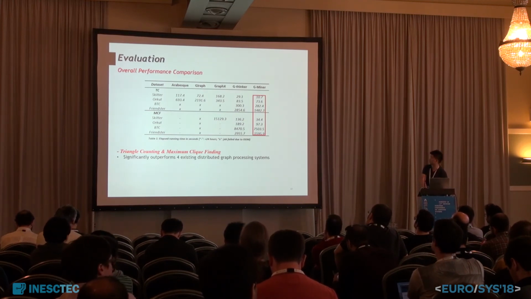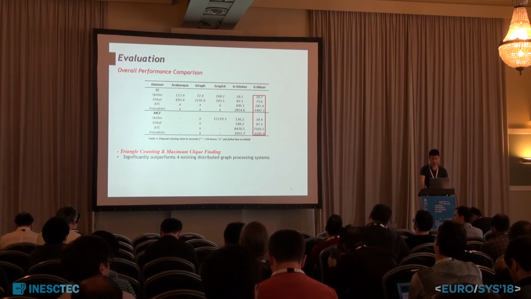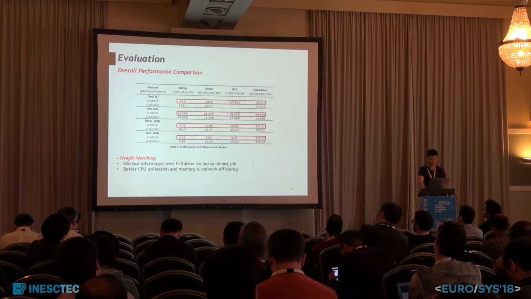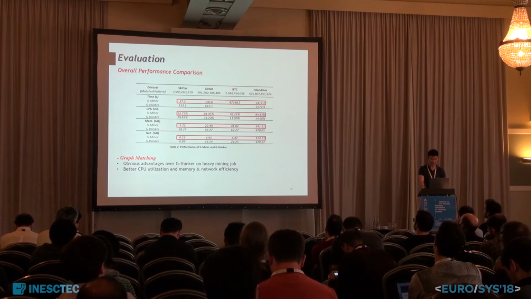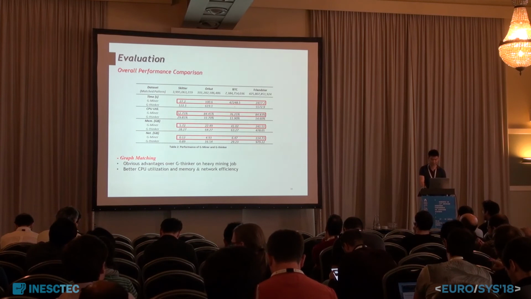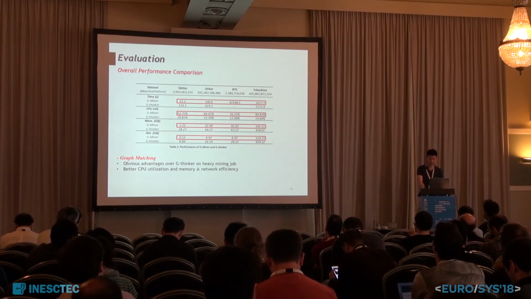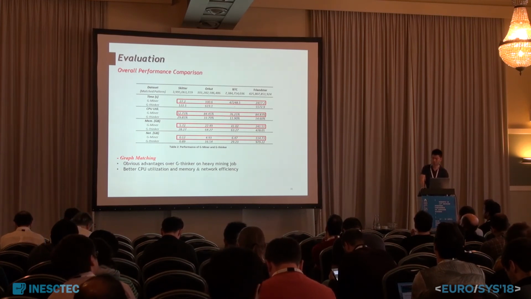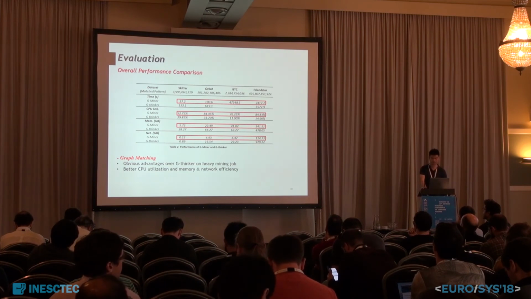As the results show, our G-Miner system can always beat the other existing 4 graph processing systems. On triangle counting and max clique finding problems, G-Thinker can have a comparable result with us. Hence, we further compare with G-Thinker on graph matching problems. Honestly, in the following 4 sets, we still show very obvious advantages over G-Thinker in such a heavy mining job, with better CPU utilization and memory and network efficiency.